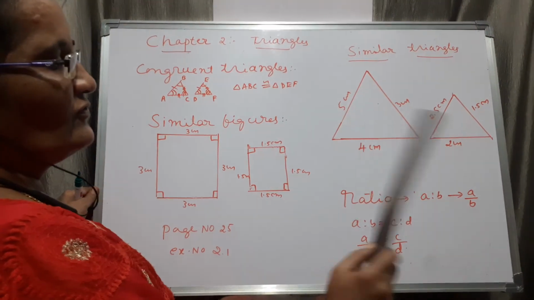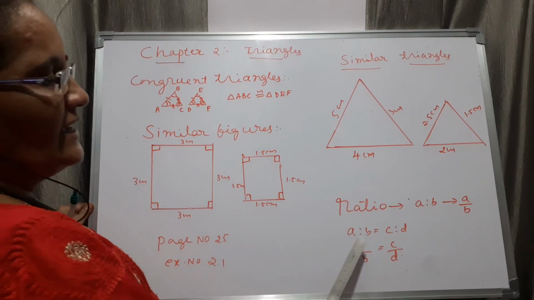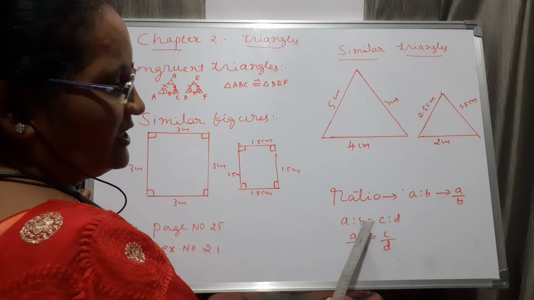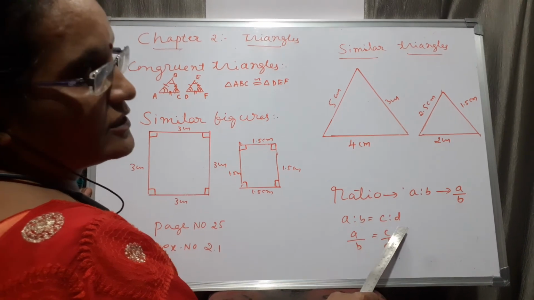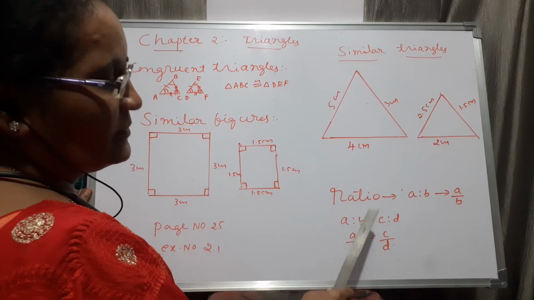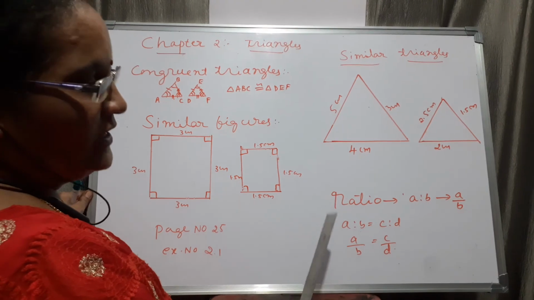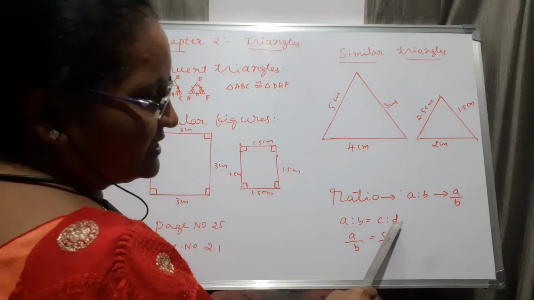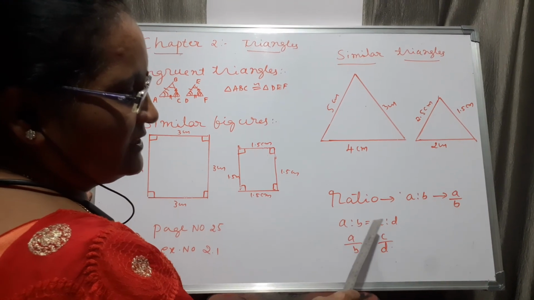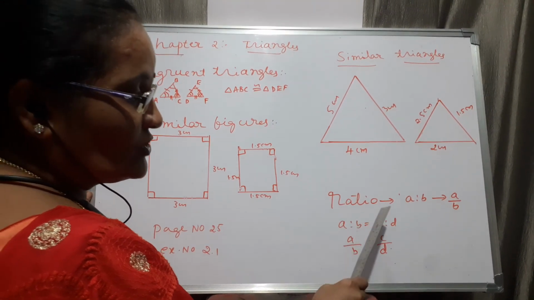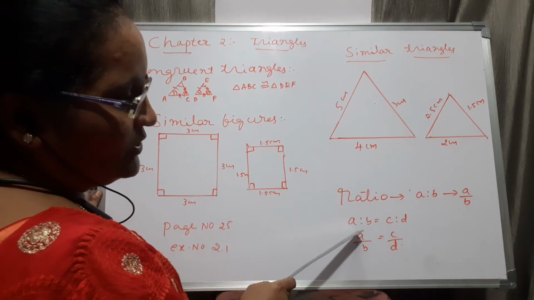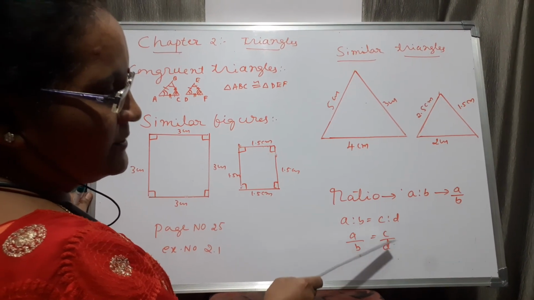Now, you know the meaning of proportion also from 7th standard. A is to B is one ratio, C is to D is another ratio. If these two ratios are equal, then they are said to be in proportion. Okay. A is to B is one ratio, C is to D is another ratio. These two are equal, therefore they are called proportion. Now, I have written the fraction form of the first ratio, A by B is equal to C by D.